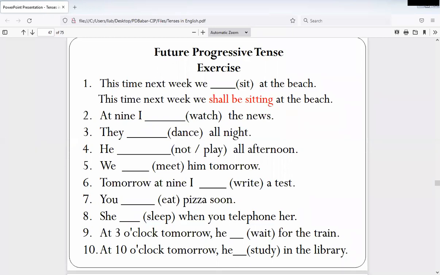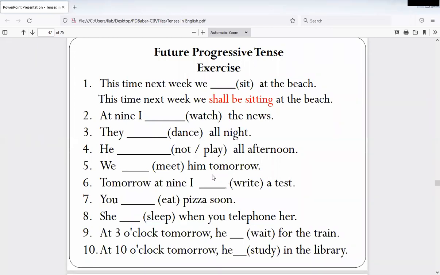So how to identify whether this sentence is for the future progressive tense? We can identify it with some words or some phrases. That is the words like tomorrow, or at night, in the afternoon. So these are some of the words. With the help of those words, we can identify whether we are speaking about the future or past or present.